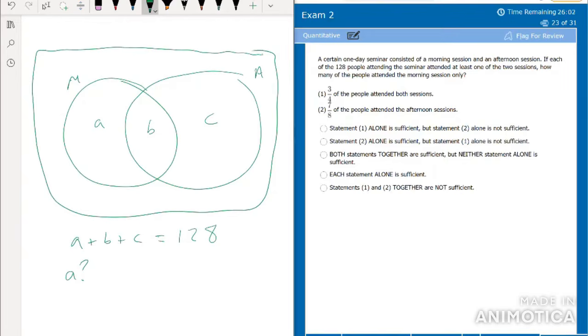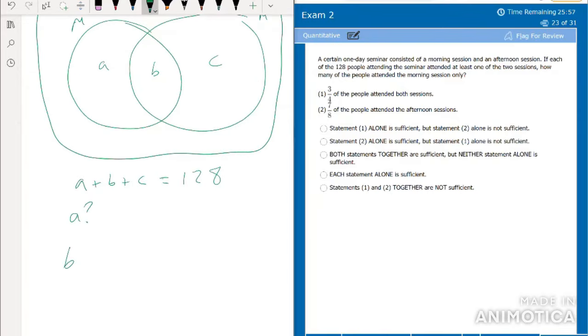Option 1 tells us 3/4 of the people attended both sessions. So that tells us that B is equal to 3/4 of 128, which is 96. That alone doesn't tell us what A is. Whereas 2, 7/8 of the people attended the afternoon session. So whatever that is, I can't be bothered to work it out, but that means that B plus C must be some number, which leaves us with a number for A. So statement 2 alone is sufficient, but statement 1 is not sufficient.